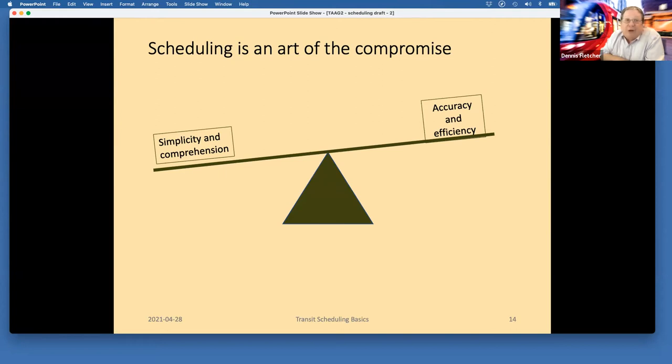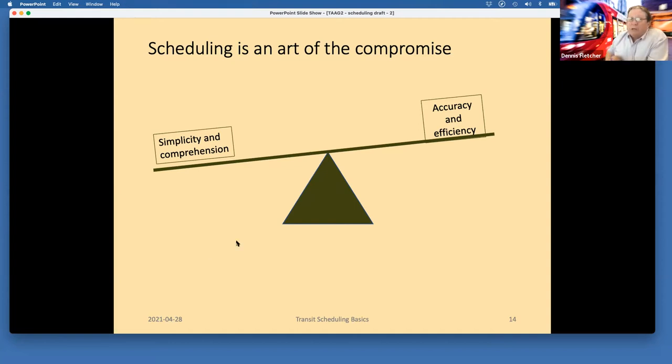And of course, every compromise has trade-offs between the two sides of the balance. The simpler a schedule is, the more likely it is that it is less efficient. And the more efficient it is, the more likely it is that it's a complex schedule that's more difficult to understand.